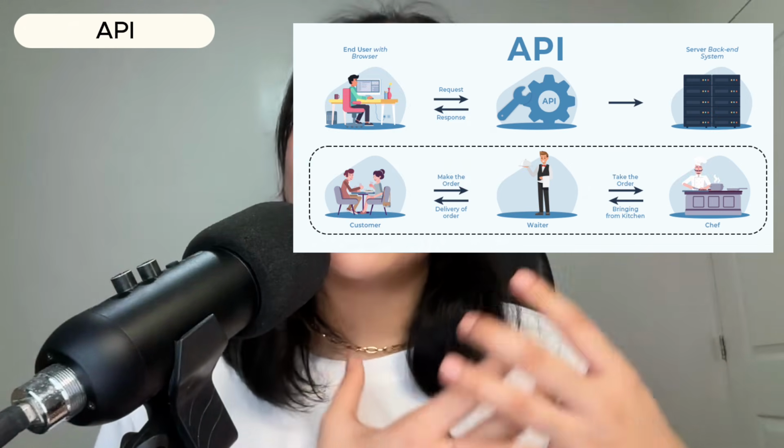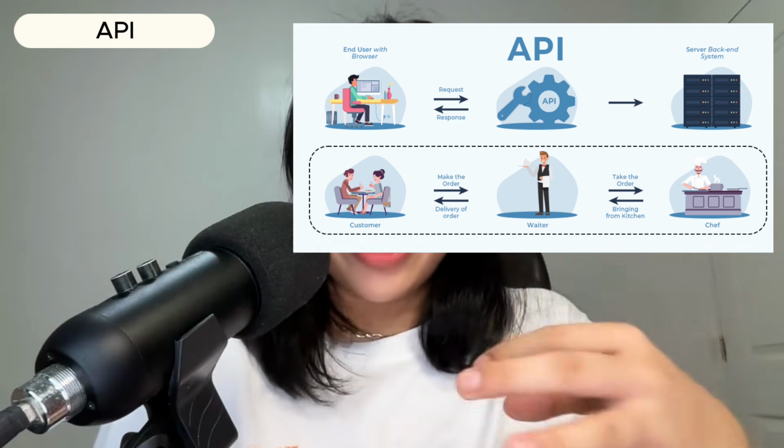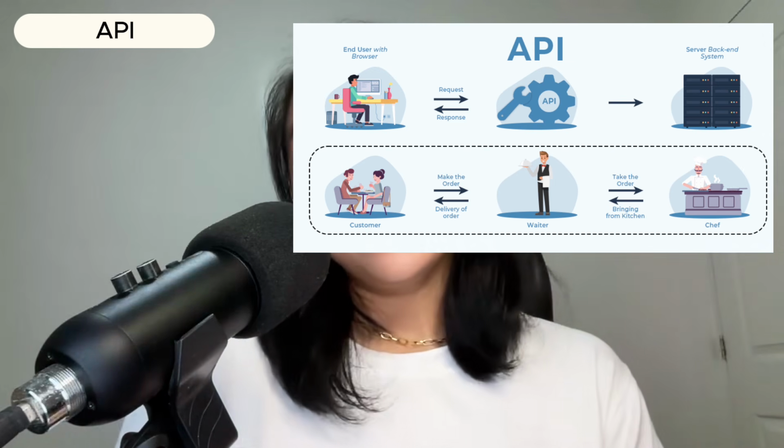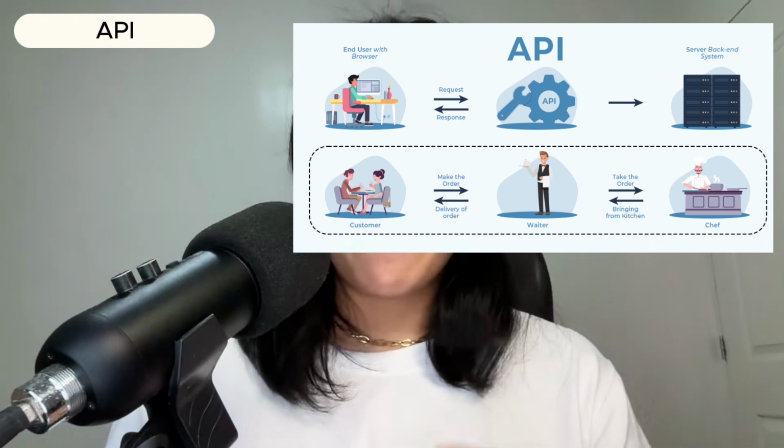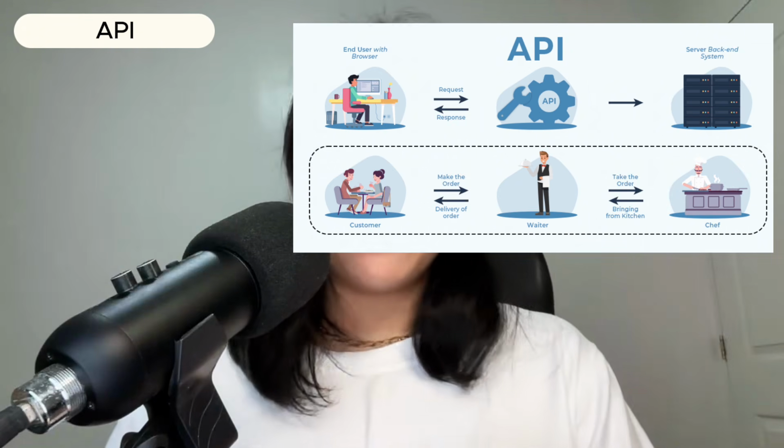API stands for Application Programming Interface, but all you need to know for now is that it's the bridge between the front end and the back end. When you click a button or submit a form, your browser sends a request to the back end, and the backend sends a response back. So think of it like ordering food. You, the front end, place an order. You're like requesting a chicken meal. The kitchen, the backend, prepares that order. And the waiter, the API, delivers your food. Your food is the response.